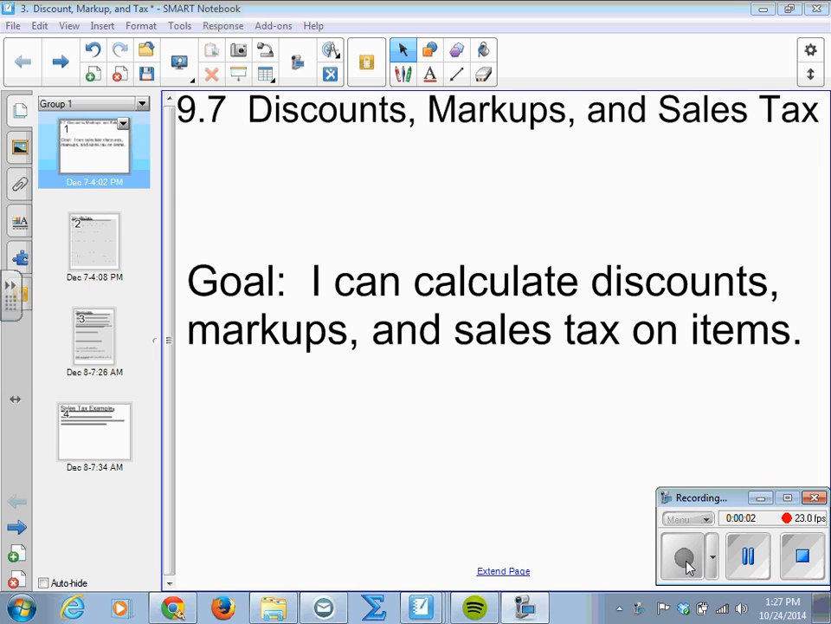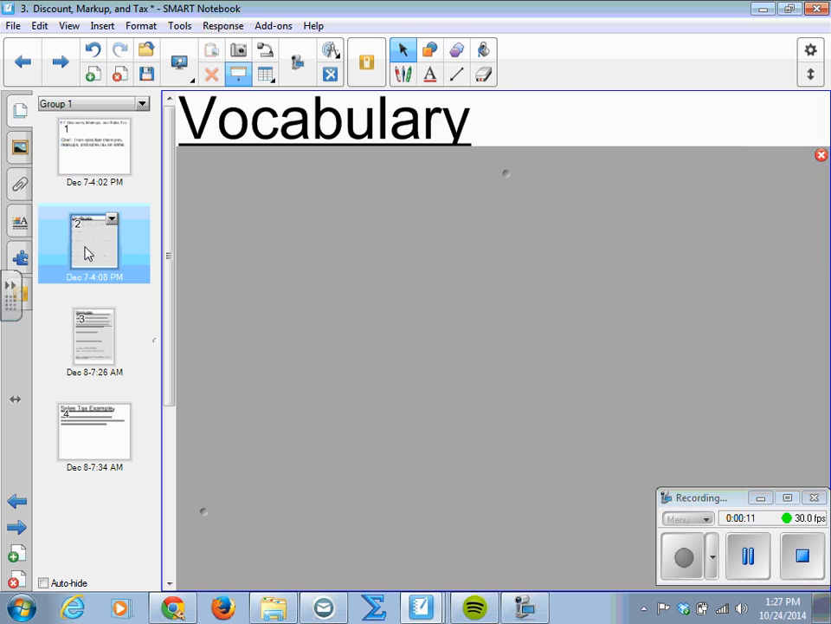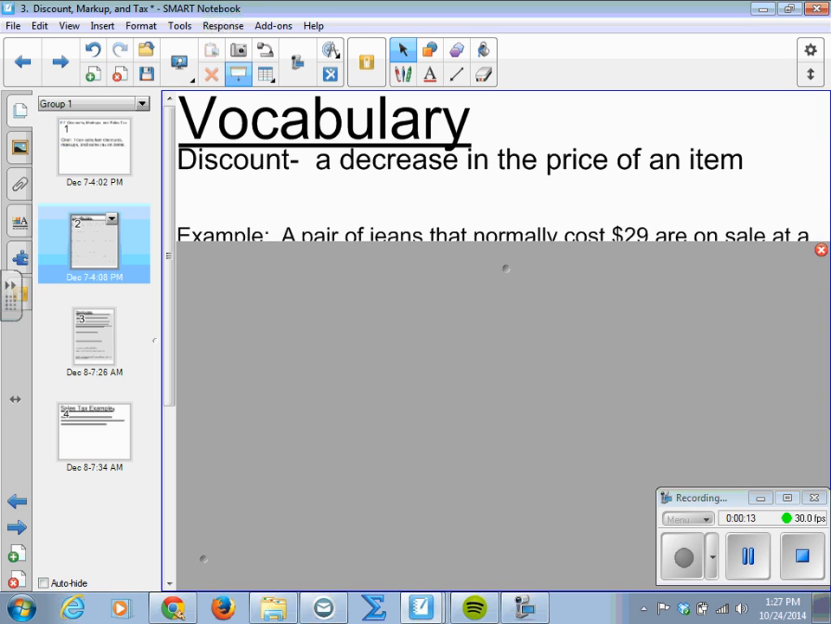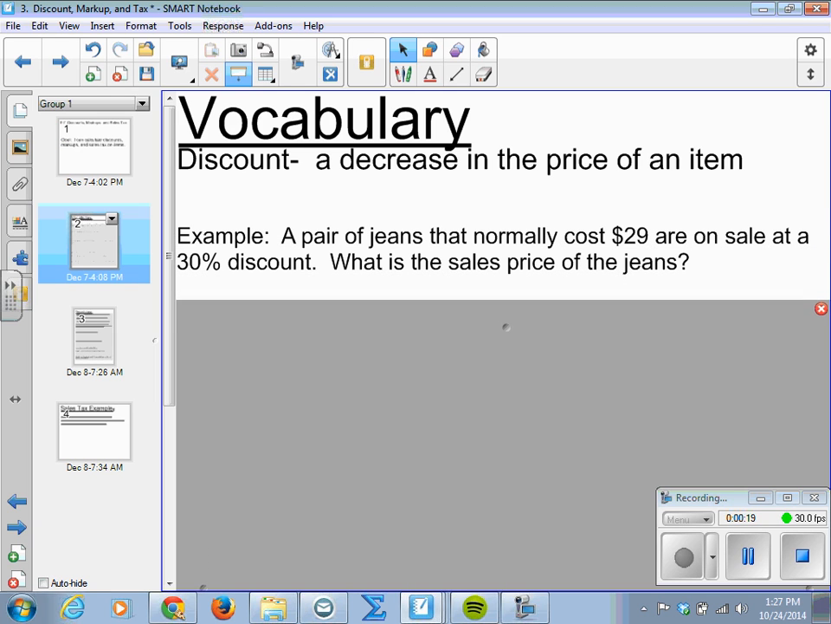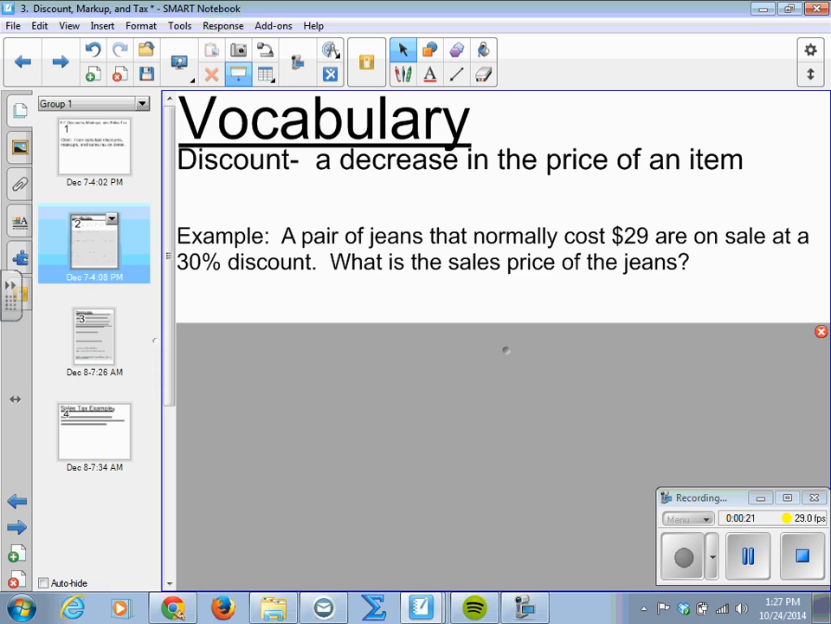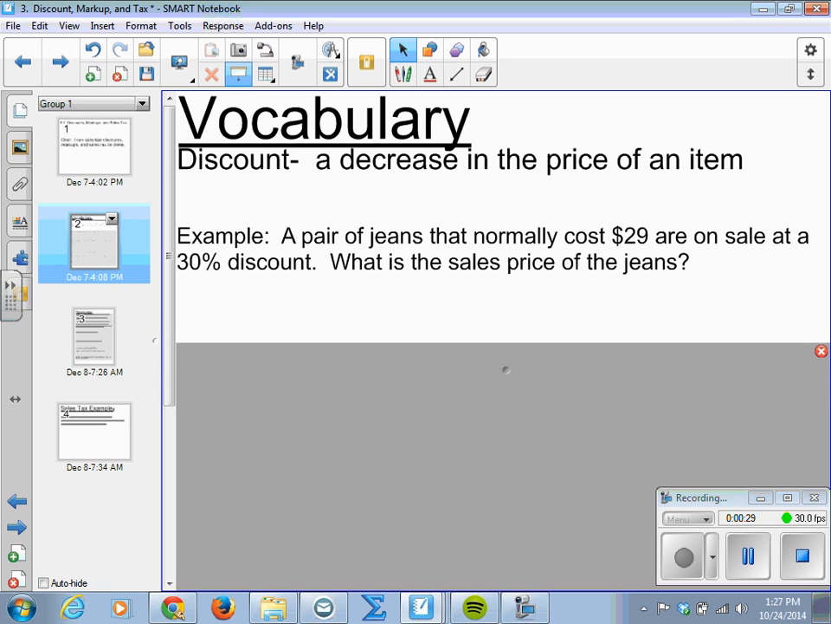Today's lesson, we are applying what we learned about percent of change to discounts, markups, and sales tax. Start with some vocabulary. Discount is a decrease in the price of an item. So discount, we're taking money off. For example, a pair of jeans that normally cost $29 are on sale at a 30% discount. What is the sales price of the jeans?